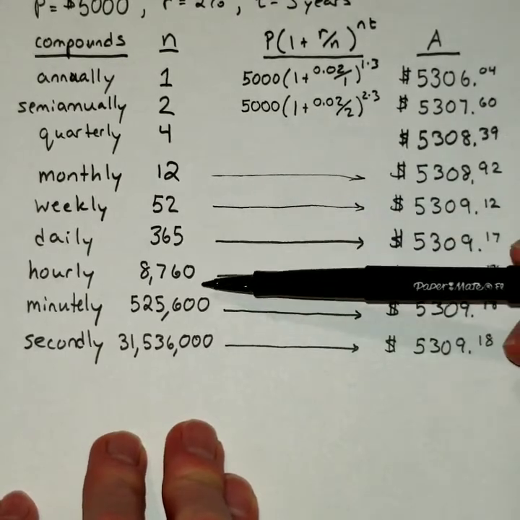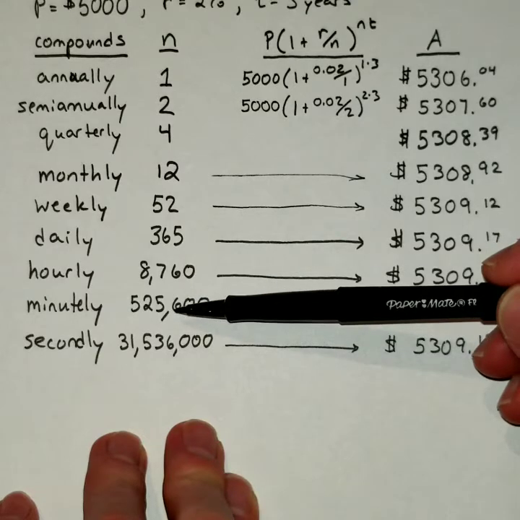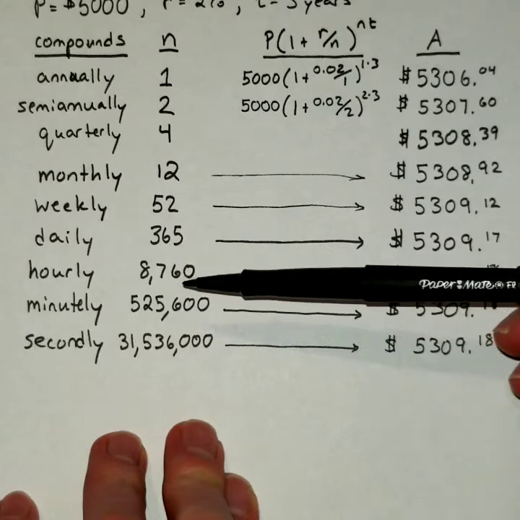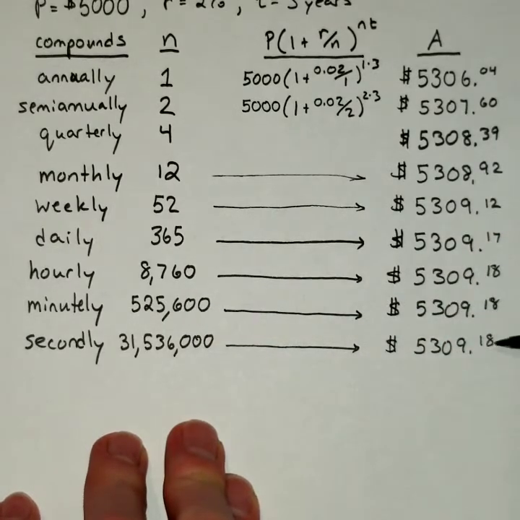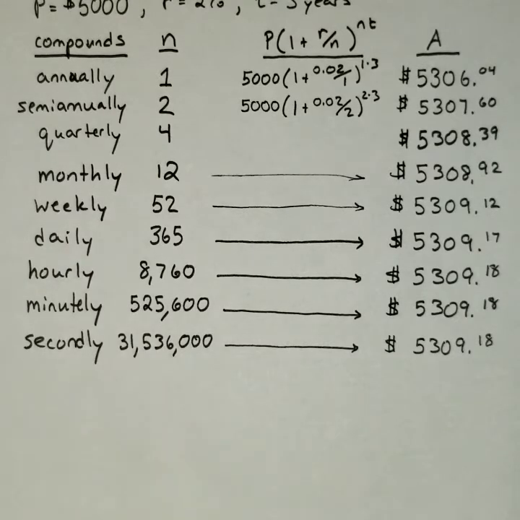But as you get further up here, these increases get enormous, right? The difference from minutely to secondly is a matter of like 31 million, and yet it hardly changes the amount. In fact, it doesn't change it enough to change it at the hundredths place. It changes it out at the, I don't know, 10,000ths place or something. It's way out there.